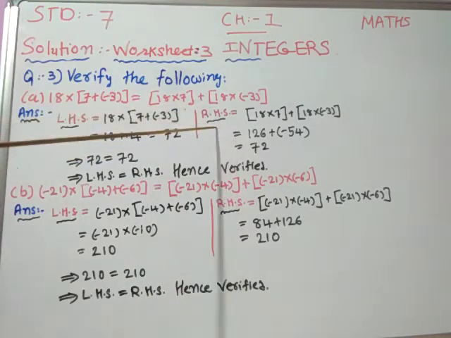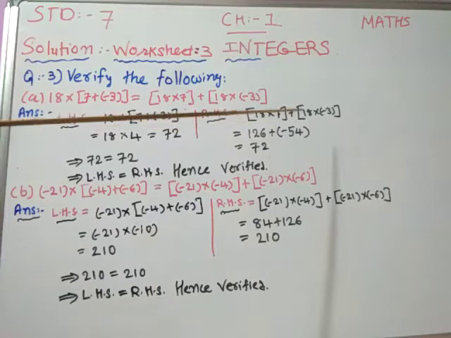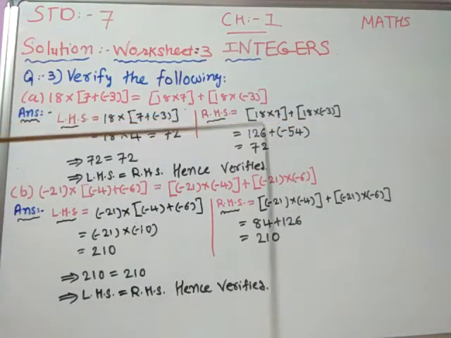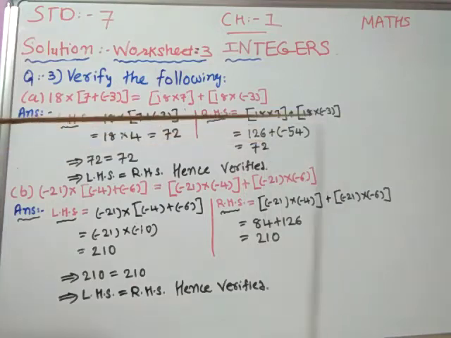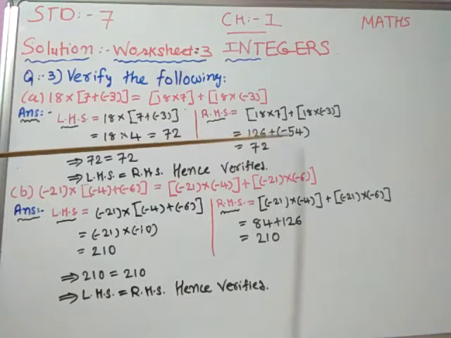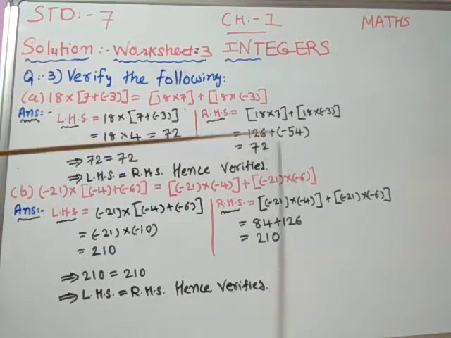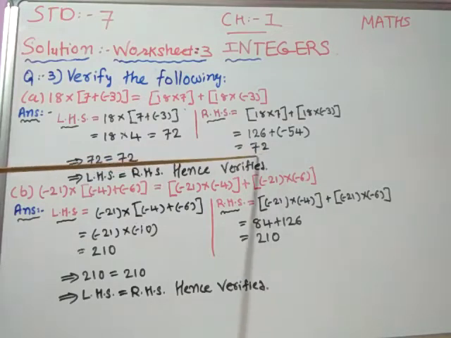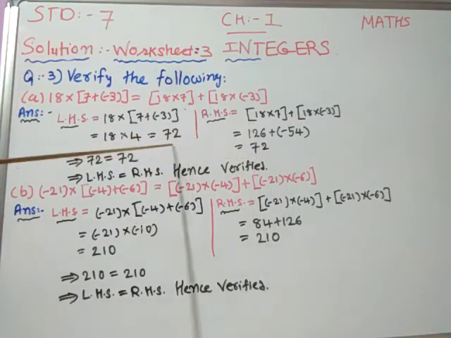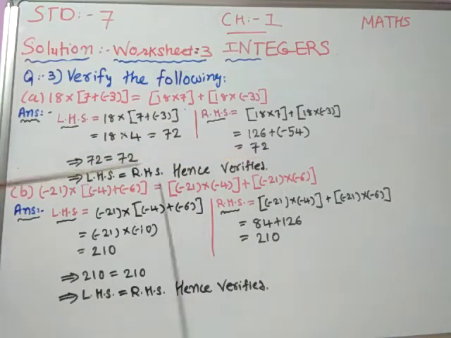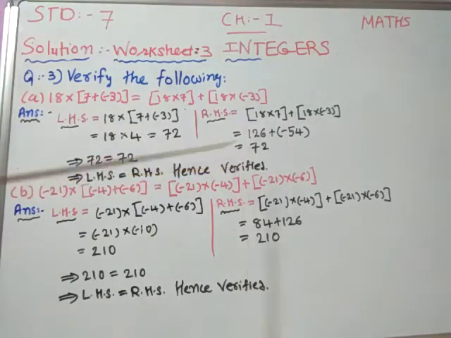Now let's take the right hand side. 18 multiply 7 plus 18 multiply minus 3. 18 multiply 7 is equal to 126 and 18 multiply minus 3 is equal to minus 54. Again, minus plus is a minus, and the sign will be of the bigger number. So 126 minus 54 is equal to 72. Now just observe, the left hand side is 72, the right hand side is also 72. Hence left hand side is equal to right hand side, hence it's verified.